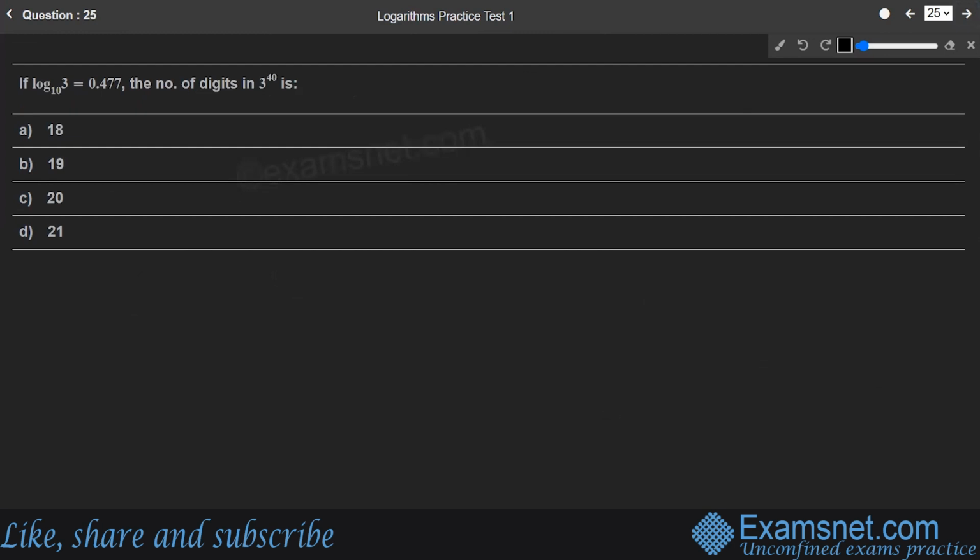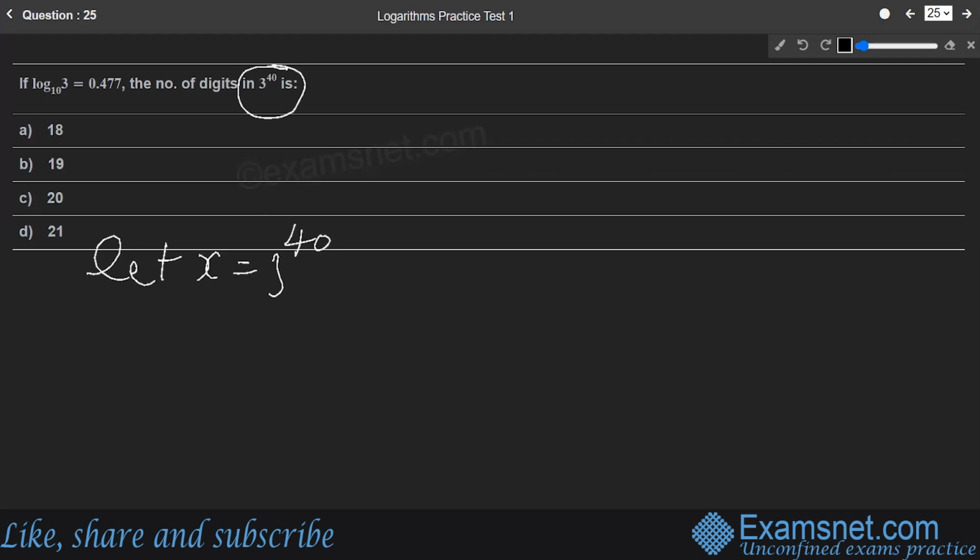Okay. Now we have log base 10 of 3 value is 0.477. The number of digits in 3 to the power 40 is? We have done this type of question earlier as well. So what we do in such type of question is, we have to find out the number of digits in 3 to the power 40. So first of all, we assume let x is equal to 3 to the power 40. This is the first thing that we do.